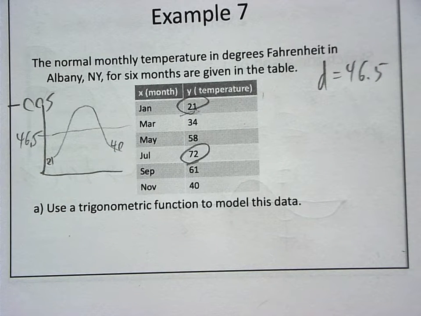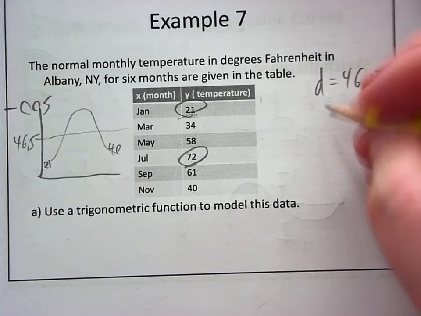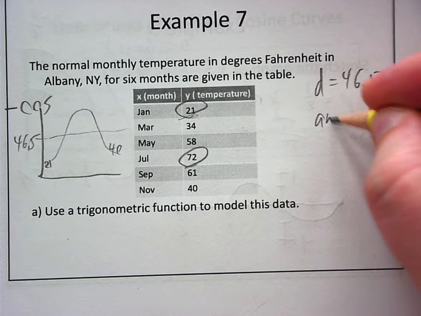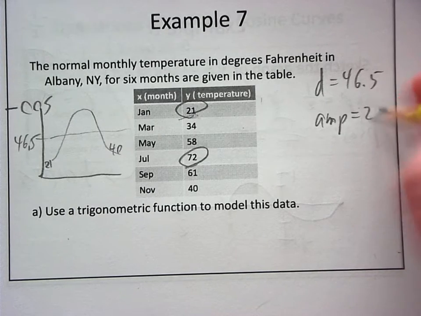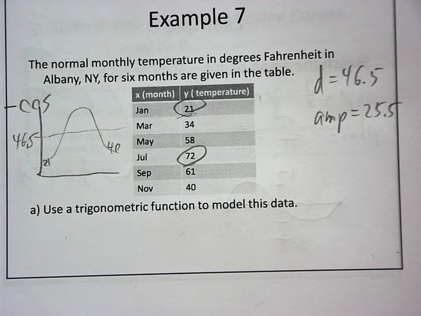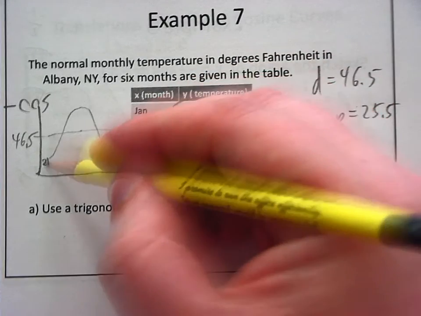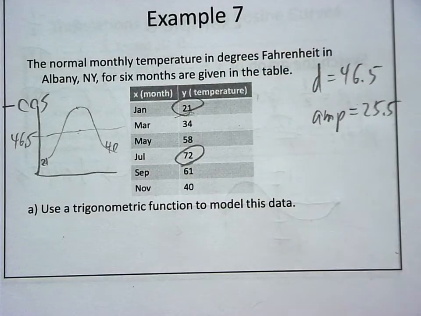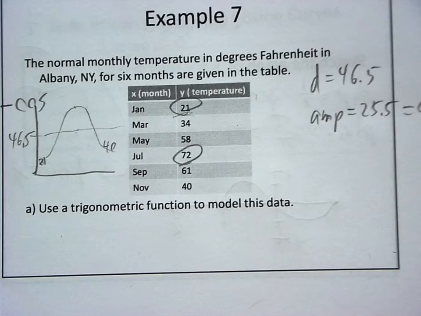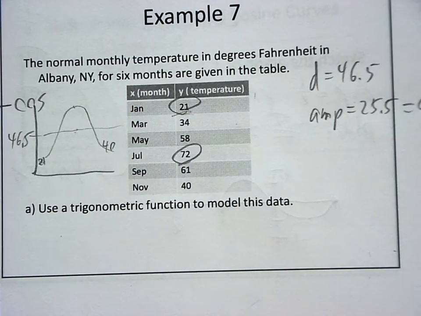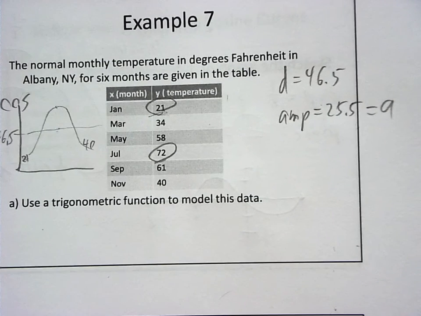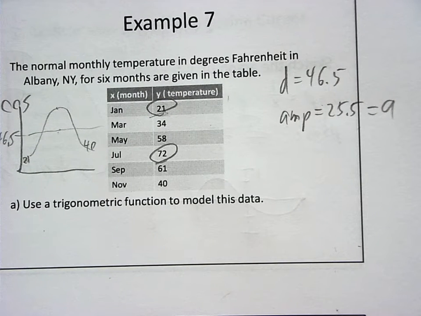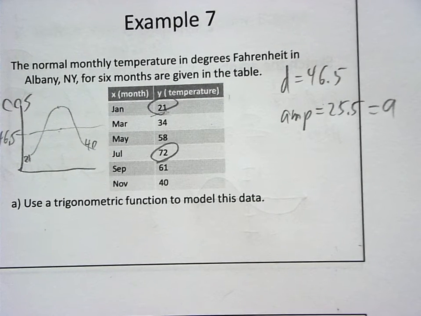So the next thing would be, well, the other easy one to figure out. What's the amplitude? 25. Say again? 25. How'd you get it? Subtract 46.5 minus 21. Yeah, just the distance down will be the same as the distance up. So the amplitude, or the A value, will be 25.5. Now I do need to remember to make it negative because of the fact that it starts low. What's the only thing left, assuming I'm not going to mess with phase shift?